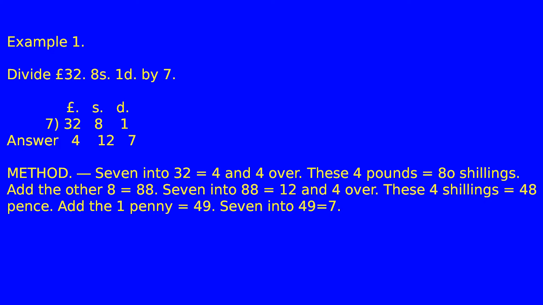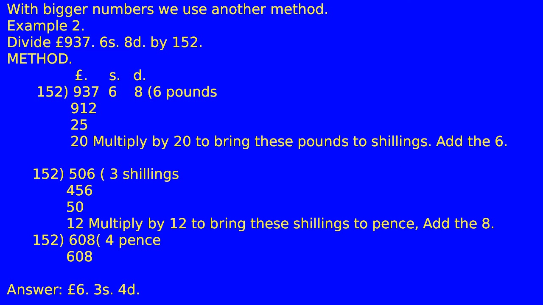7 into 88 equals 12 and 4 over. These 4 shillings equal 48 pence. Add the 1 penny, equals 49. 7 into 49 equals 7. With bigger numbers we use another method.